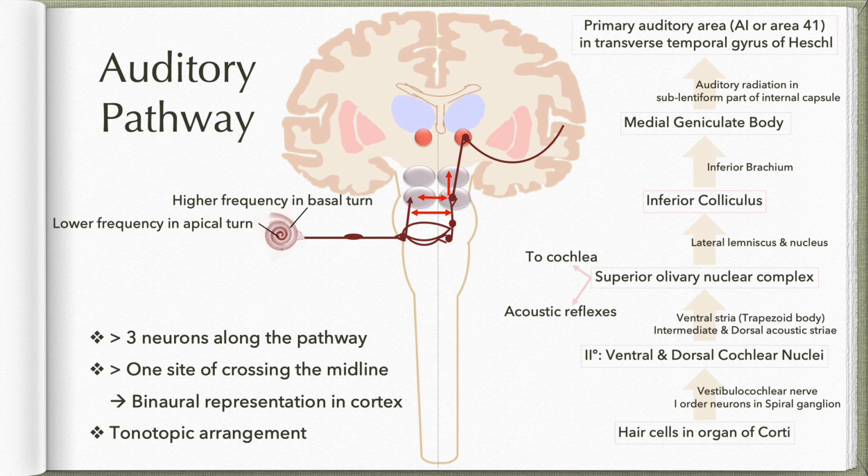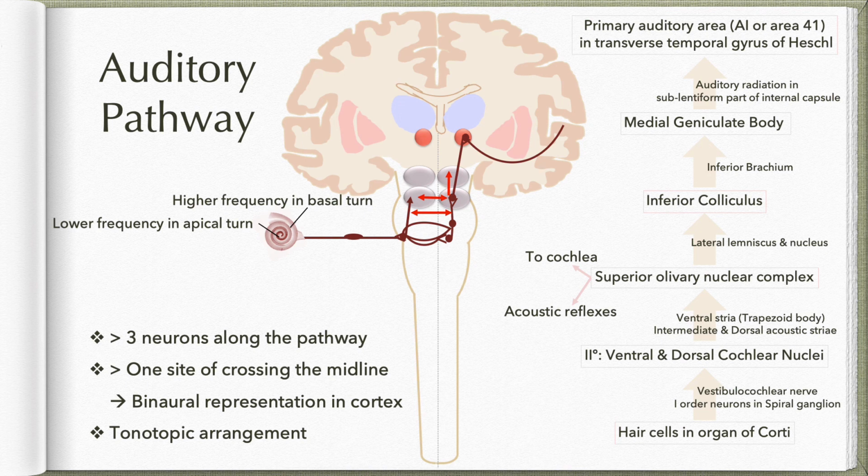And third point is, throughout the pathway there is tonotopic arrangement. That is, the different frequency sound waves are located at particular specified areas. This is seen in the cochlea itself, where the lower frequency sound waves stimulate the hair cells of the apical turn, and the higher frequency stimulate the hair cells of the basal turn of the cochlea.